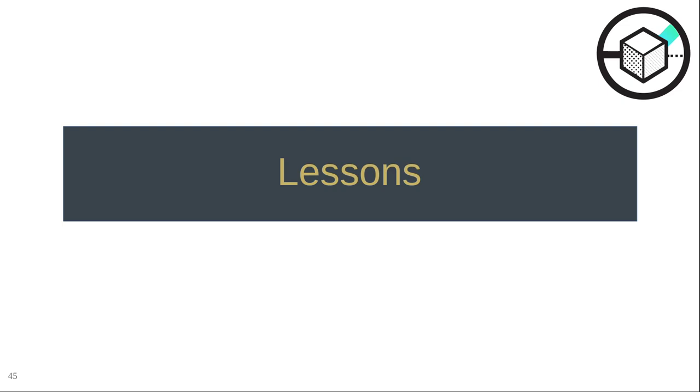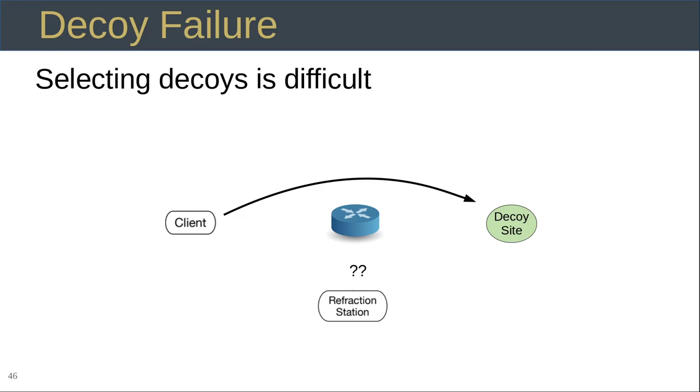Tap Dance is clearly useful. Refraction networking has a high value. However, there are some definite shortcomings to the Tap Dance system. One obvious one is that selecting decoys is difficult. If a client chooses a decoy from the client configuration, and that decoy does not route past a participating router, whether that's because this decoy has a second upstream internet service provider and the traffic didn't ever go through the Merit network, or the decoy site was down just due to churn on the internet, if the traffic didn't go past a participating router, then we can't proxy it.